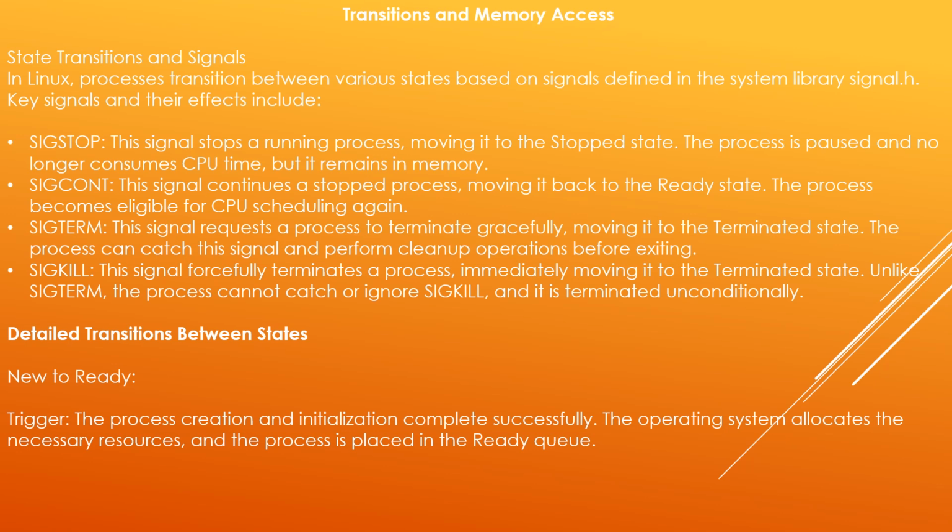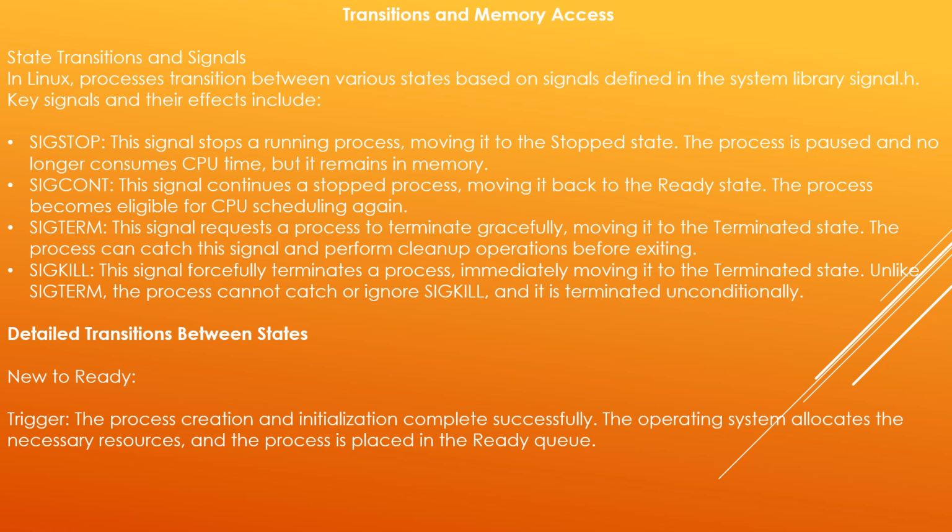State transitions and signals. In Linux, processes transition between various states based on signals defined in the system library signal.h. Key signals and their effects include SIGSTOP. This signal stops a running process, moving it to the stopped state. The process is paused and no longer consumes CPU time, but it remains in memory.